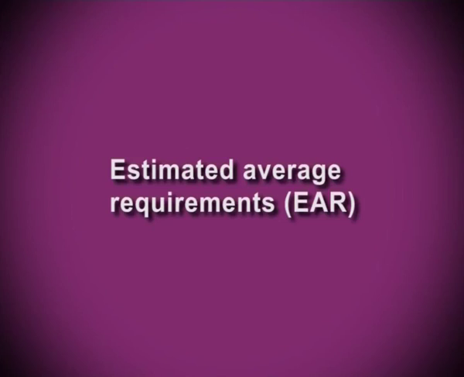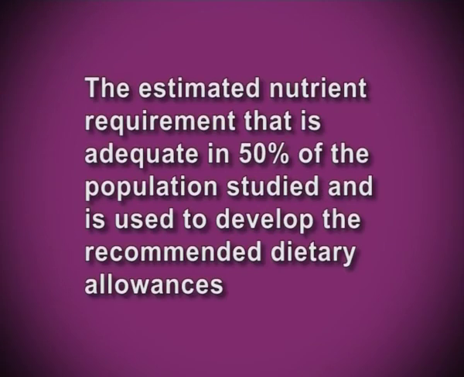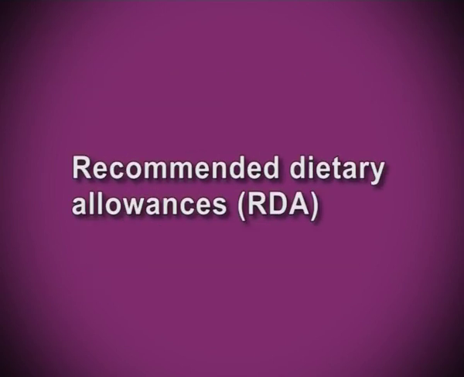So, the first value is estimated average requirement or EAR. The estimated nutrient requirement that is adequate in 50% of the population studied is known as EAR and is used to develop the recommended dietary allowances. Now, let us see recommended dietary allowances or RDA. They are estimates of nutrients to be consumed daily to ensure the requirements of all individuals in a given population.